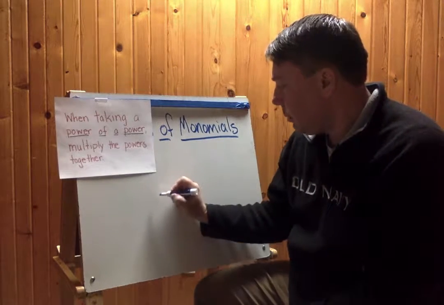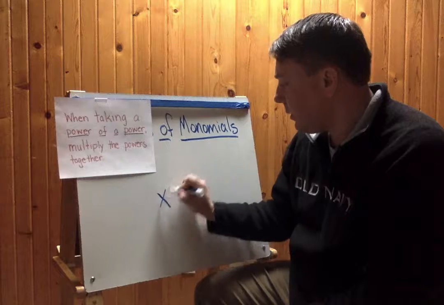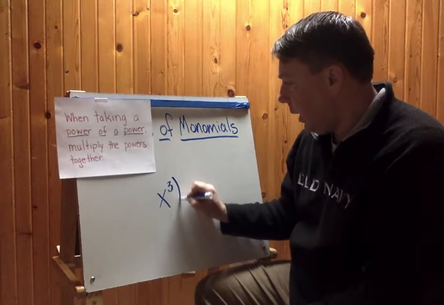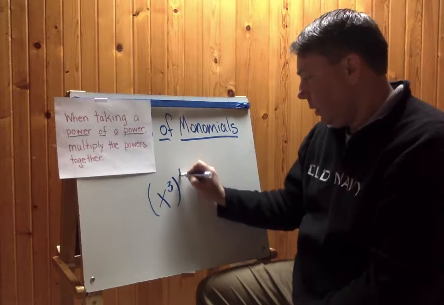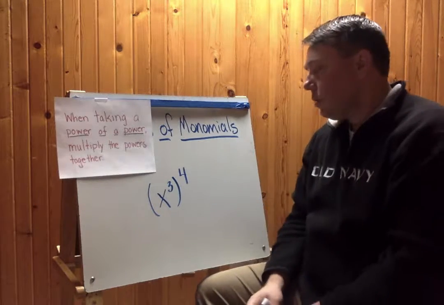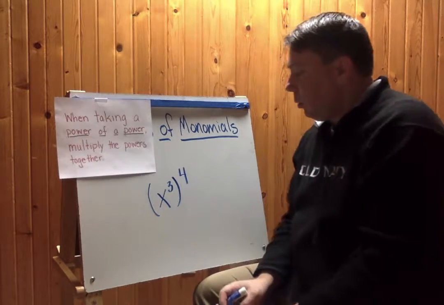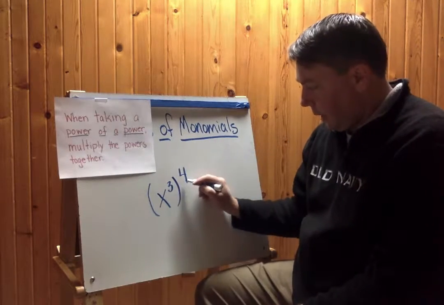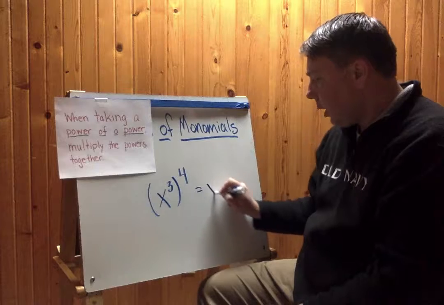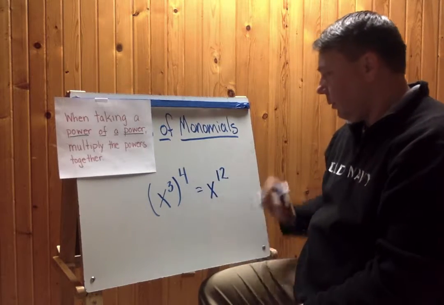So let's practice that. Let's say we have x to the third power. A power of a power means that I'm going to take this and raise it to another power, so to the fourth power. The rule says multiply the powers together. So 3 times 4 is 12. x to the 12th.